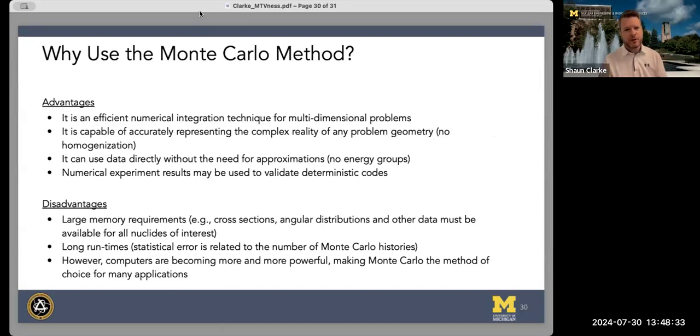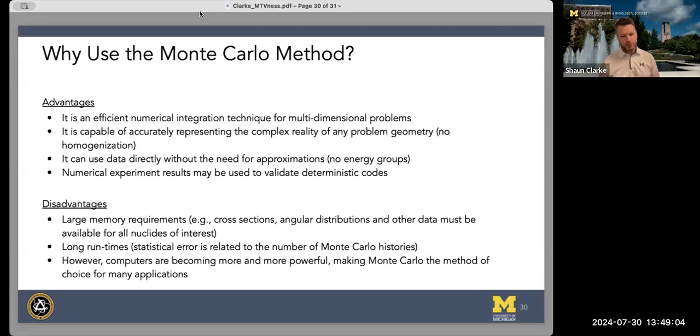There are some disadvantages to Monte Carlo because it's using the base nuclear data without homogenization and grouping. It can result in large memory requirements because all of the data have to be loaded into memory and then get used to perform all these Monte Carlo samplings. So you can end up in a situation where you need lots of memory. Although these days memory has gotten relatively inexpensive, so that burden has been reduced, it's still nevertheless a reality.